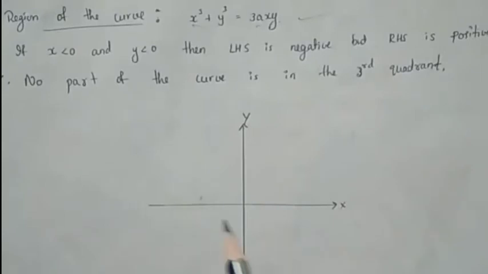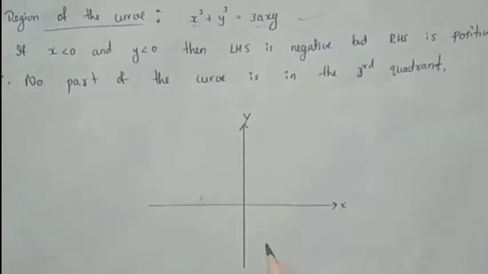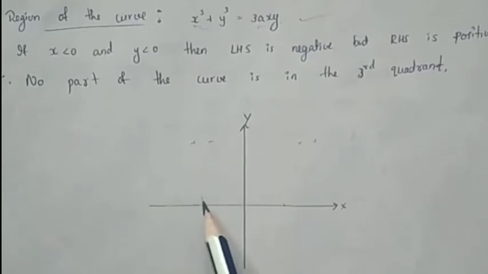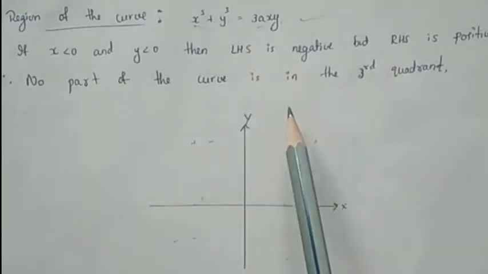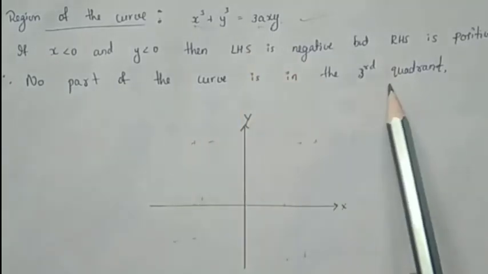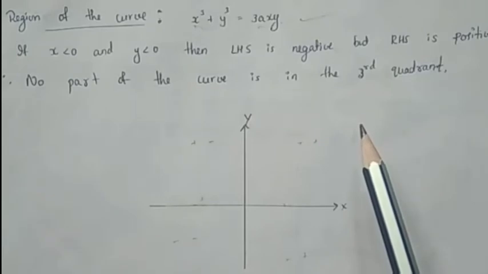Look here. This is the x-axis and y-axis. This is the plus-plus quadrant, this one is the plus-minus quadrant, this one is the minus-minus quadrant, and this one is the minus-plus quadrant. In the minus-minus quadrant, the curve does not exist. So we say no part of the curve is in the third quadrant.